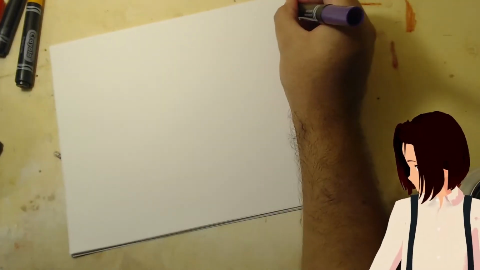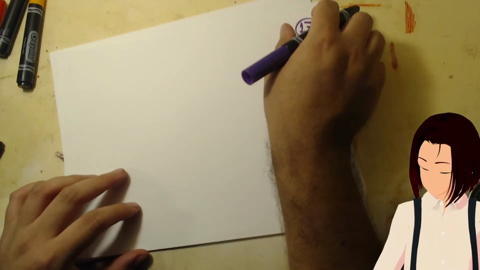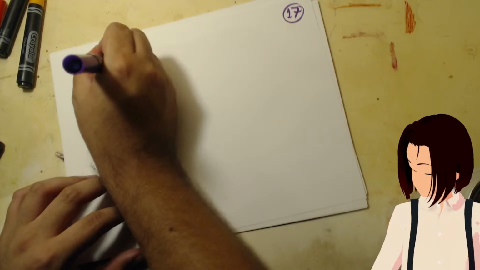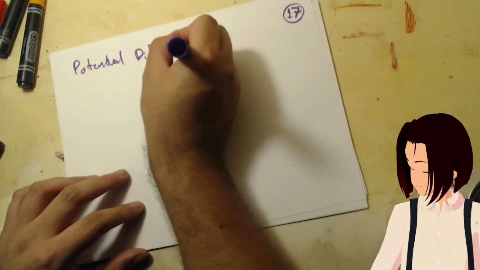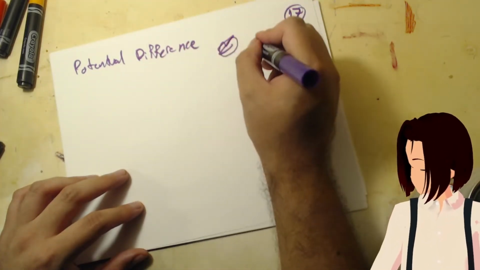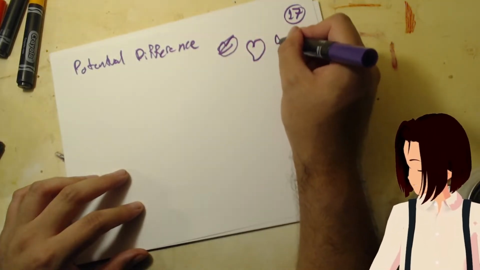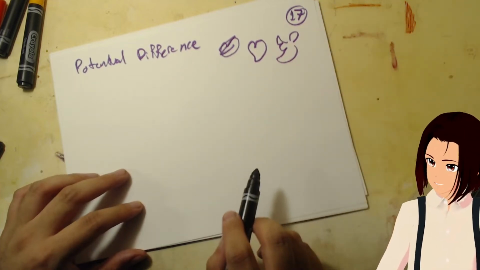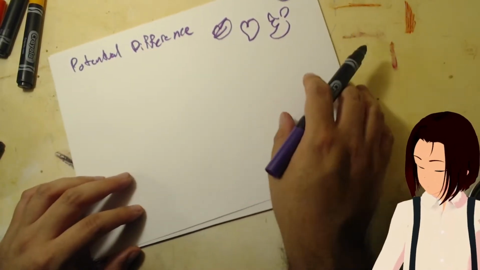So, 17, potential difference. I'm going to write this down. This is so important because potential difference is the heart and soul of electric circuits. So let's have an example.